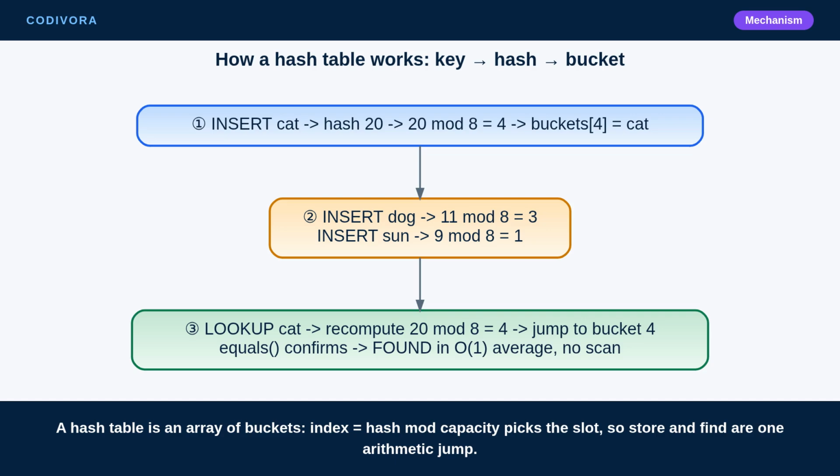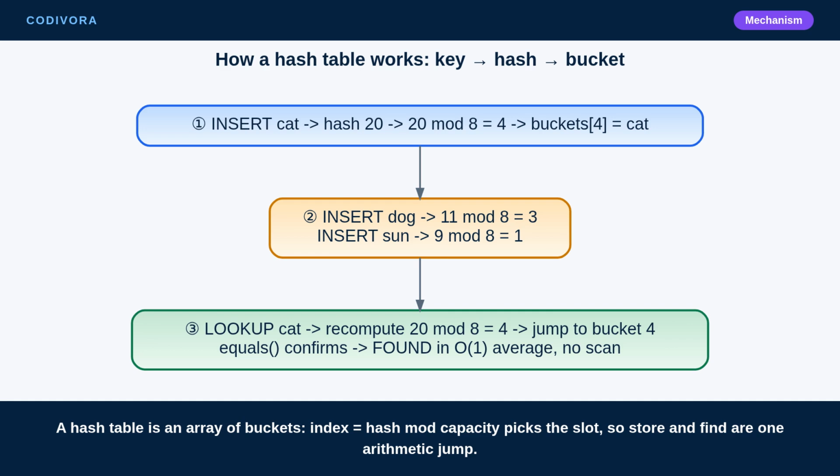It's just an array of slots called buckets. A hash function turns your key into a big integer, and we fold it into a slot number with index equals hash mod capacity. Insert cat, hash 20 mod 8 is 4, so cat goes in bucket 4. To find cat later, recompute the same thing, land on the same bucket, and equals confirms the exact key. No scanning, just arithmetic. That's the constant time on average.